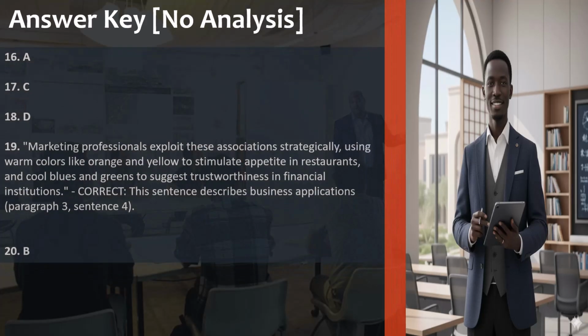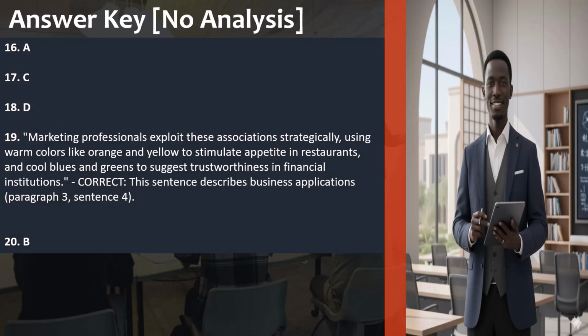All right, and here is our answer key. 16 is A, 17 is C, 18 is D. 19, the matching sentence, is the sentence that starts with "marketing professionals exploit." And 20 is B.